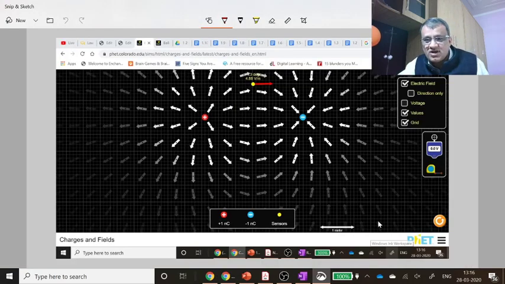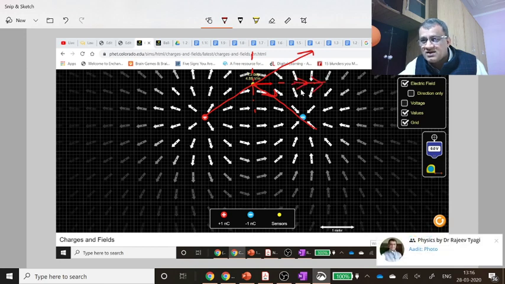So at this point, say you want to find out the field here. Due to this positive charge, the field is in this direction. And due to this negative charge, the field is in this direction, towards. Same thing. If you take the components of this one and this one, you will find this side, these two get added.